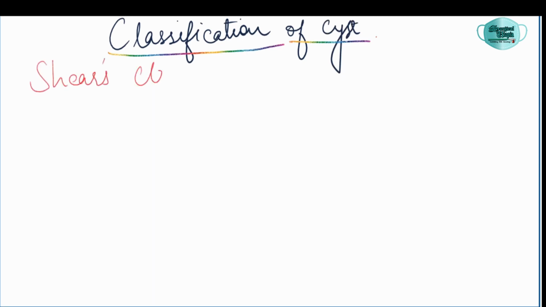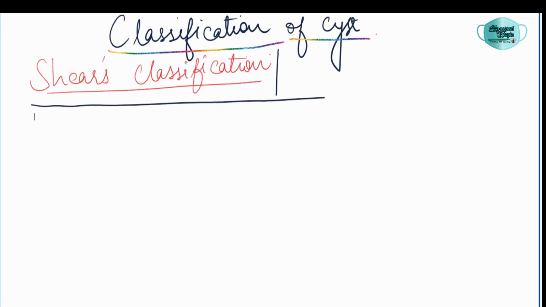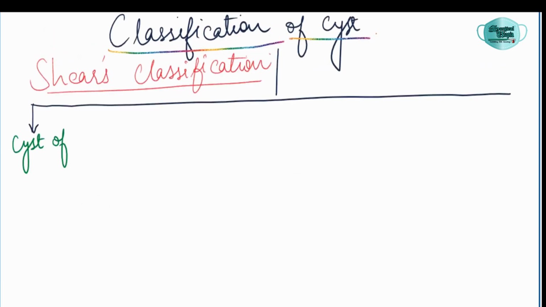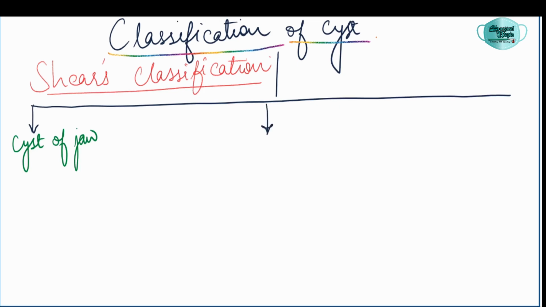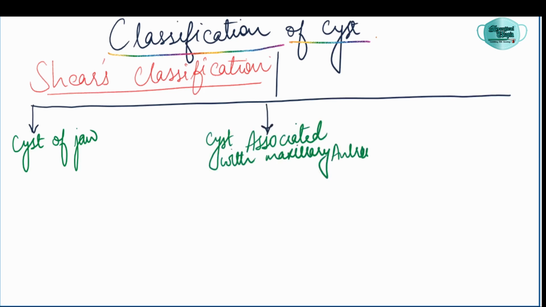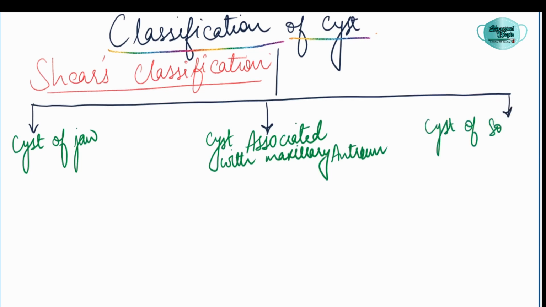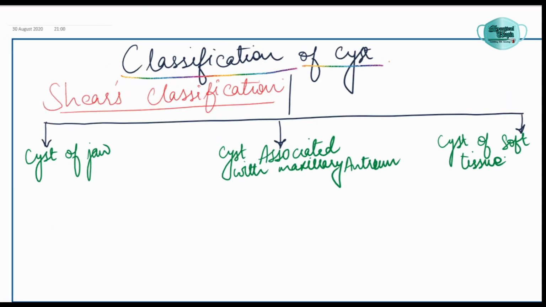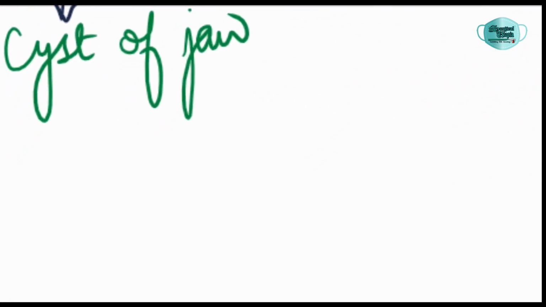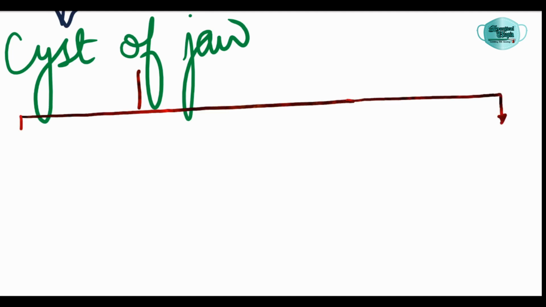Today we will be discussing the classification of the cyst. According to Shear's classification, cysts are divided into three categories. The first is cyst of the jaws. The second category is cyst associated with the maxillary antrum, and the third category is cyst associated with soft tissues of mouth, face and neck.